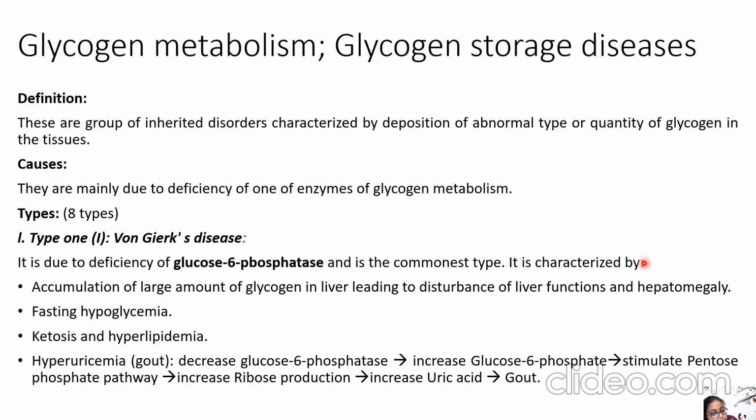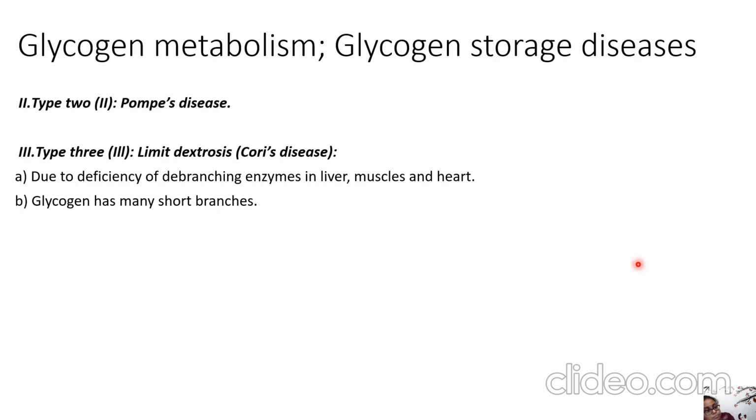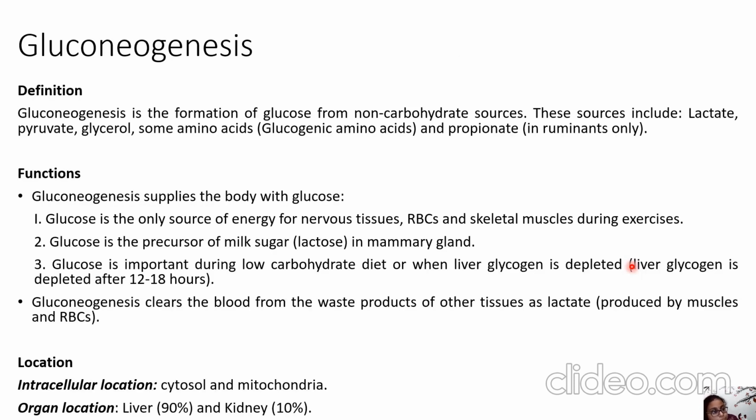Decreased glucose 6 phosphatase will lead to increase in glucose 6 phosphate, stimulating pentose phosphate pathway, increasing ribose production, increasing uric acid, then basically leading to gout. Type 2 can be Pompe's disease. Type 3 can be limit dextrinosis or Cori's disease. Due to deficiency of debranching enzymes in liver, muscles, and heart, glycogen has many short branches, as we know.